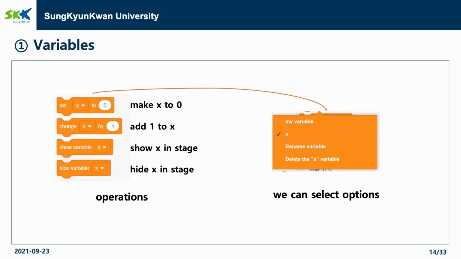We have other blocks about variables. We can select the options in the box and these four blocks do these activities.